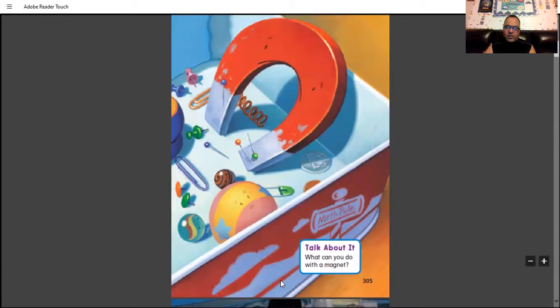What can you do with a magnet? Do you know what a magnet is? A magnet picks up only certain types of materials. What types of materials does that do? Well, what do you see in that picture? What do you see that's close to the magnet? But that's not going to be the first lesson.